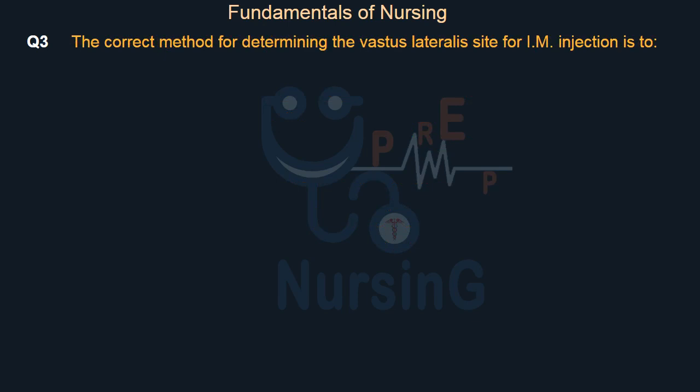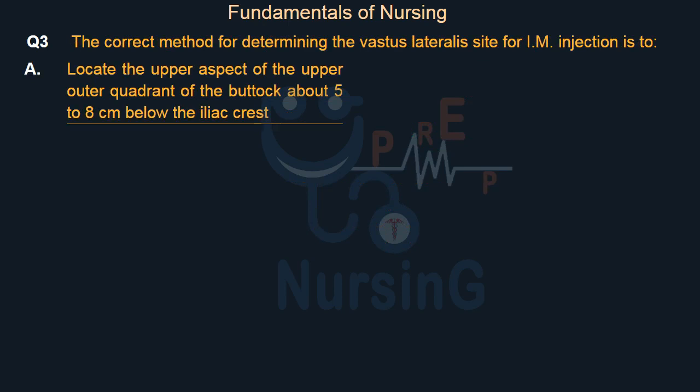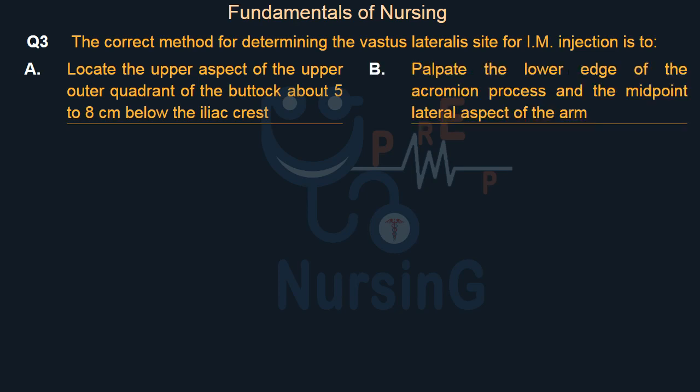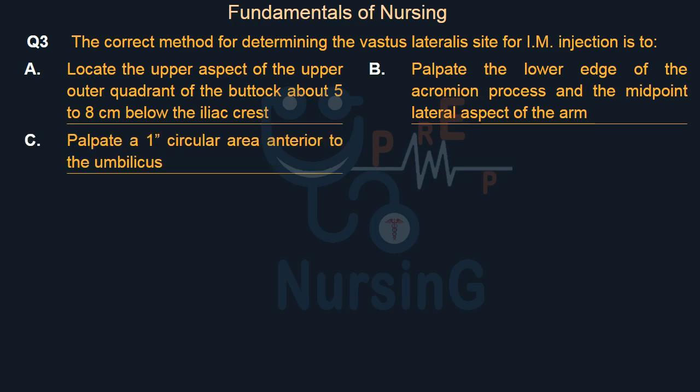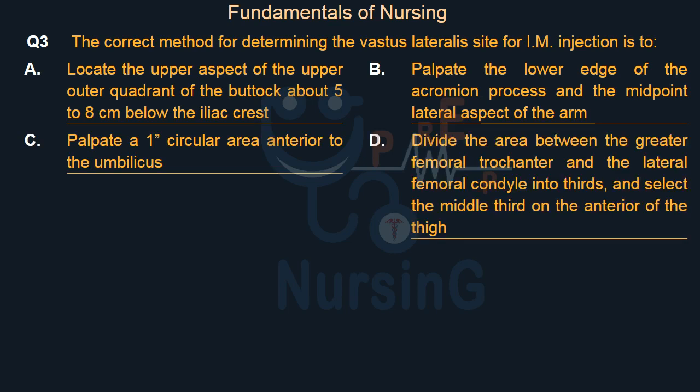The correct method for determining the vastus lateralis site for IM injection is to: Option A. Locate the upper aspect of the upper outer quadrant of the buttock about 5 to 8 centimeters below the iliac crest. Option B. Palpate the lower edge of the acromion process and the midpoint lateral aspect of the arm. Option C. Palpate a one-inch circular area anterior to the umbilicus. Option D. Divide the area between the greater femoral trochanter and the lateral femoral condyle into thirds, and select the middle third on the anterior of the thigh. Right answer is Option D.